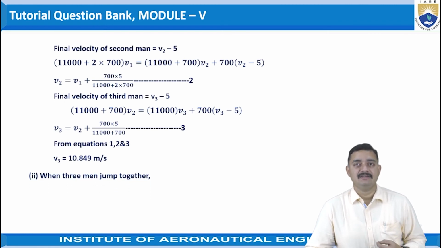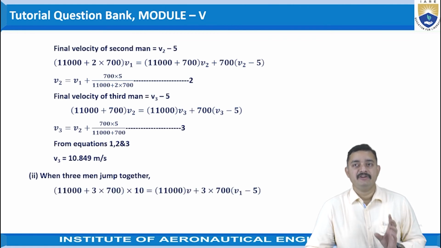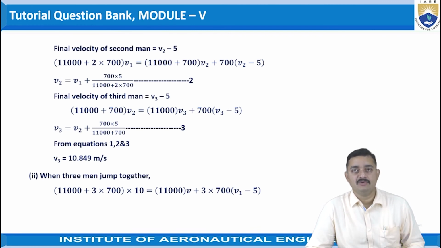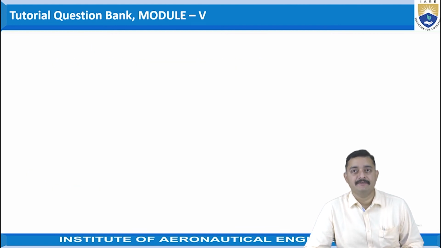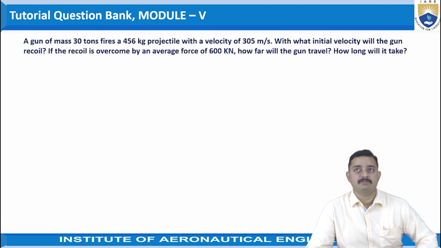Now as the second case, wherein all the men will be jumping together, the total weight of the men will be deducted from the weight of the car at a time. So it can be treated as 11,000 plus 3 into 700 into 10 is equal to 11,000 V plus 3 into 700 (V minus 5). So with this, we can get the velocity V as 10.802 meters per second. Now coming to the next problem.